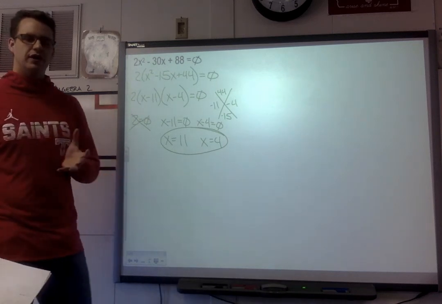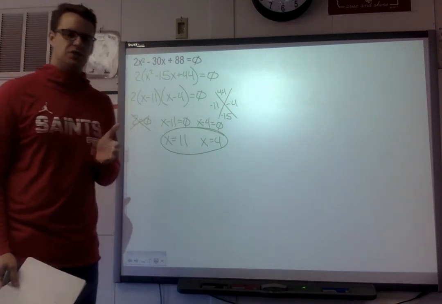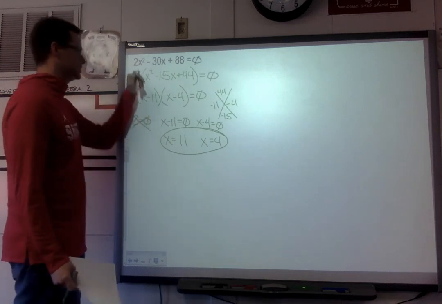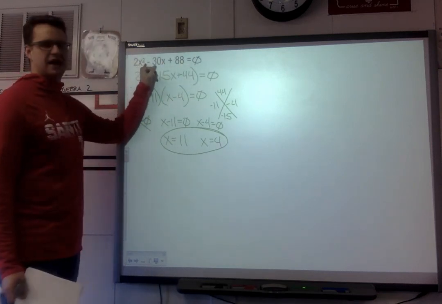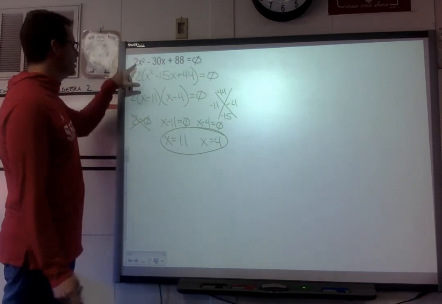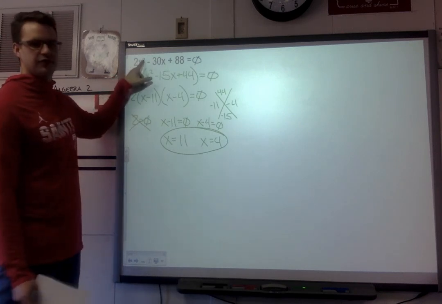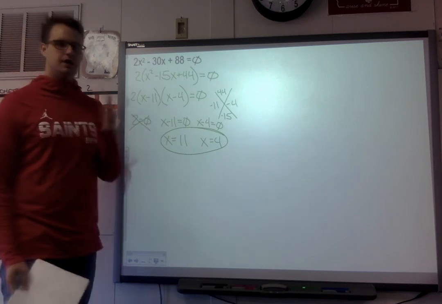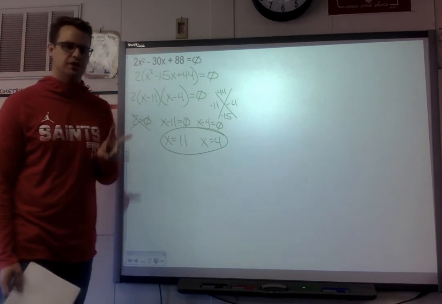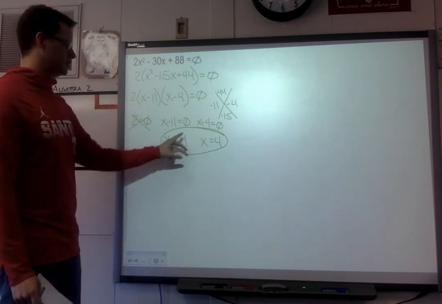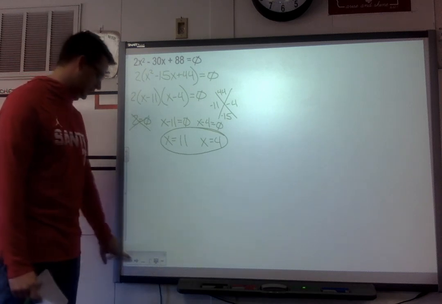Now, as you move on in math, especially when you get into Algebra 2, this will become more true because you'll work with polynomials that have a higher degree than 2. But if your polynomial starts with an x squared, if x squared is your highest power, that means you need to come up with two solutions to the polynomial, which in this case, again, were 11 and 4.